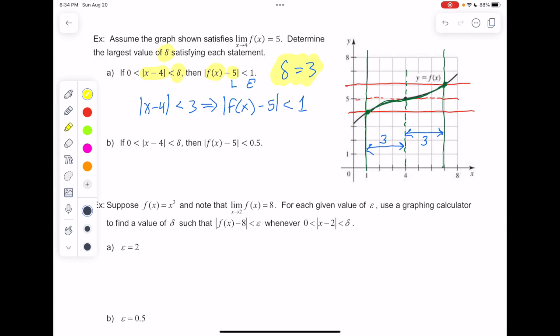All right, let's try it again. And I think when we try it again, it would be nice to try it again with a clean graph. So let me go ahead and get rid of all this stuff, and we'll do it again.